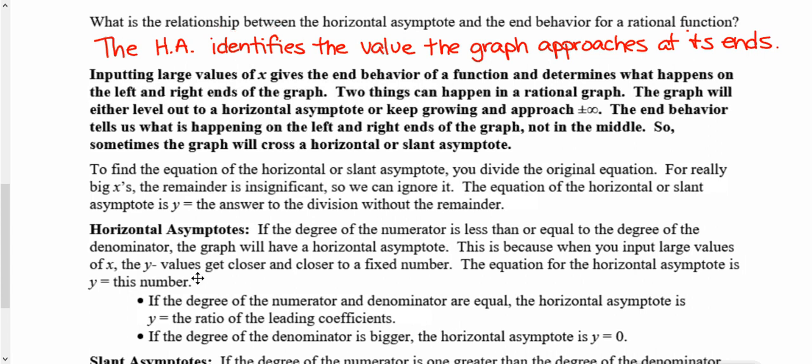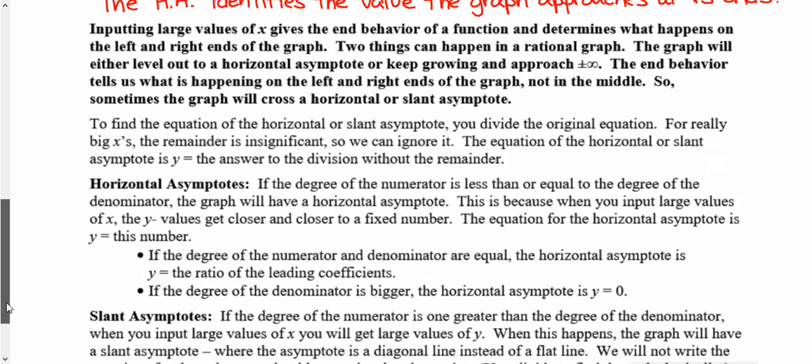So if the degree of the numerator and denominator are equal, then the horizontal asymptote is going to be the ratio of the leading coefficients. Whereas if the degree of the bottom is bigger, like in the example we just did, the horizontal asymptote is going to be 0.